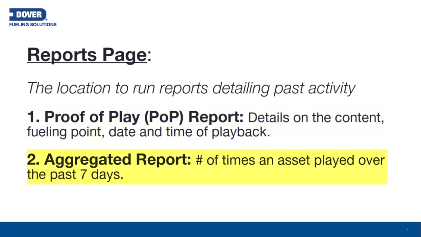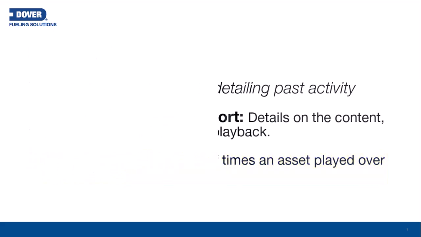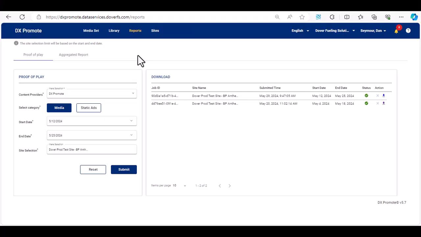The second is the Aggregated report, which includes the number of times each piece of content played at the site each day for the past 7 days, totaling up the weekly number of plays for each piece of content. Each report requires a small number of inputs that are entered in the left panel.